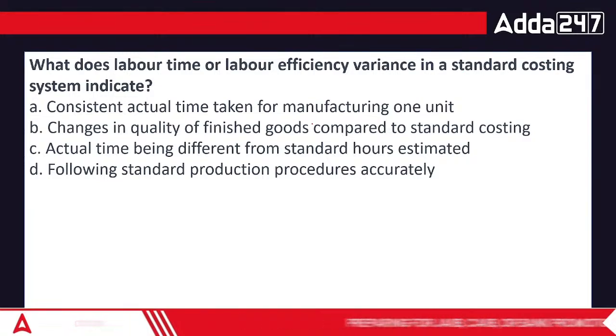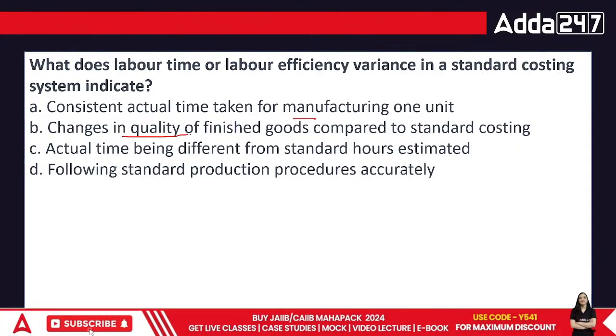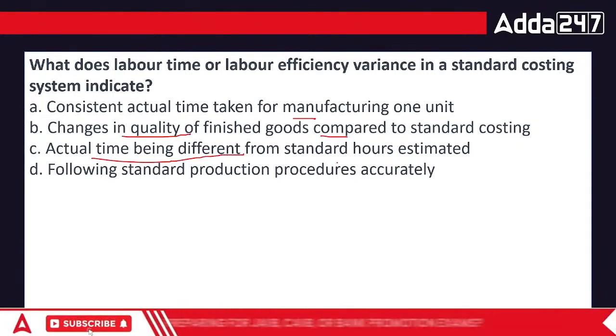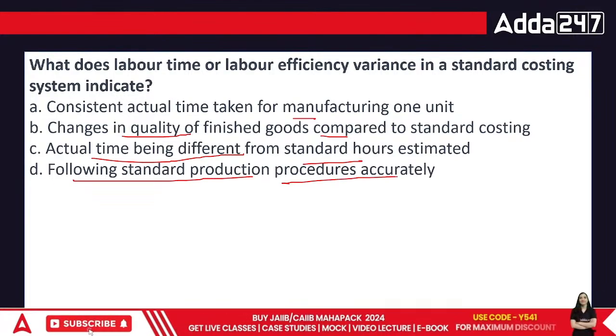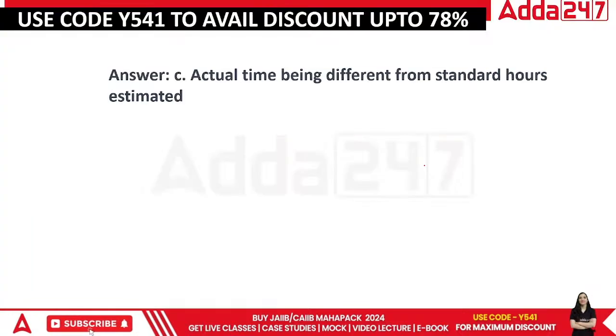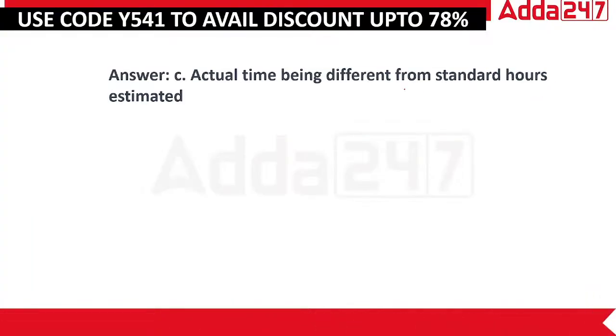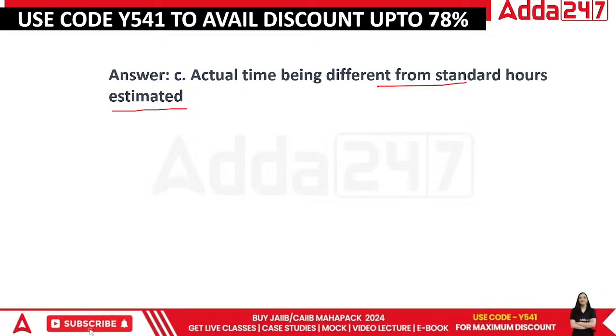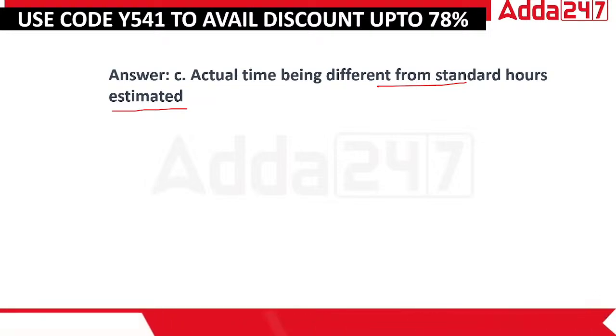Consistent actual time for manufacturing 1 unit. Changes in quality of finished goods compared to the standard costing. Actual time being different from the standards, or following standard production procedure accurately. The correct answer is actual time being different from the standard estimated. Normally this happens so that the standard time and actual time are just not falling in place, right?